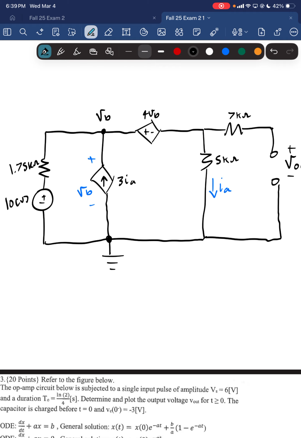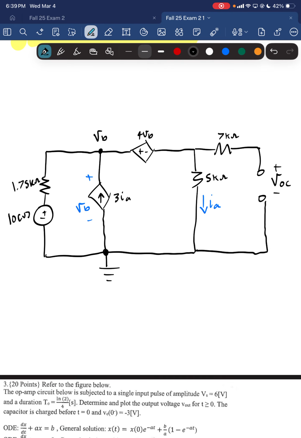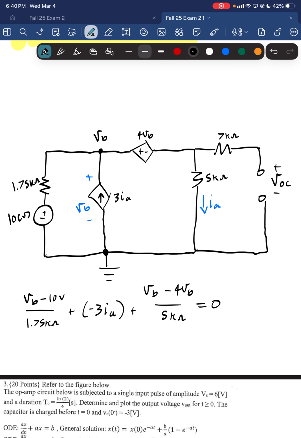All right, so yeah, we're gonna do nodal analysis. Since VB is defined to be the voltage across this dependent current source with the negative terminal being at the same node as our ground, we can call the top node VB. And so now we just need to write our equation for VB, which is VB minus 10 volts over 1.75 kilo ohm plus or minus 3IA plus VB minus 4 VB over 5 kilo ohms equals 0.